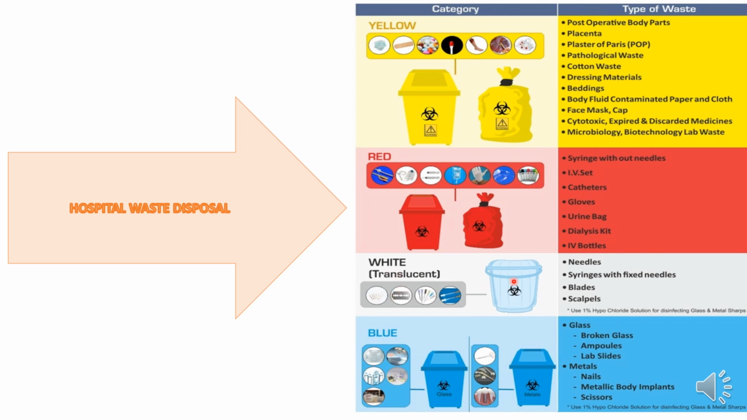Whereas in the white bags, we dispose of the metal sharps, such as needles, syringes with fixed needles, blade, scalpels, lancets. These are all disposed in the white bag. While in the blue bag, broken glass, ampules, and lab slides are disposed, and some metallic implants such as nails, metal body implants, and scissors are also disposed in the blue bag.